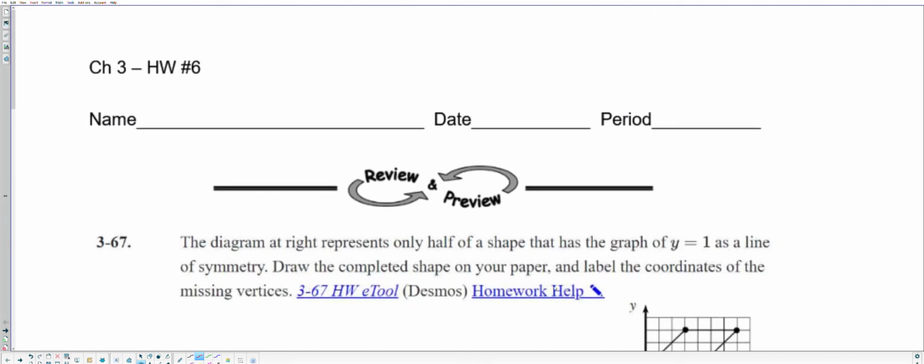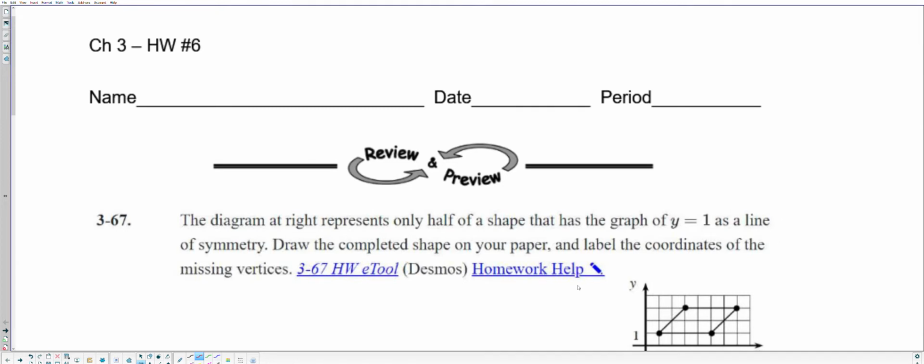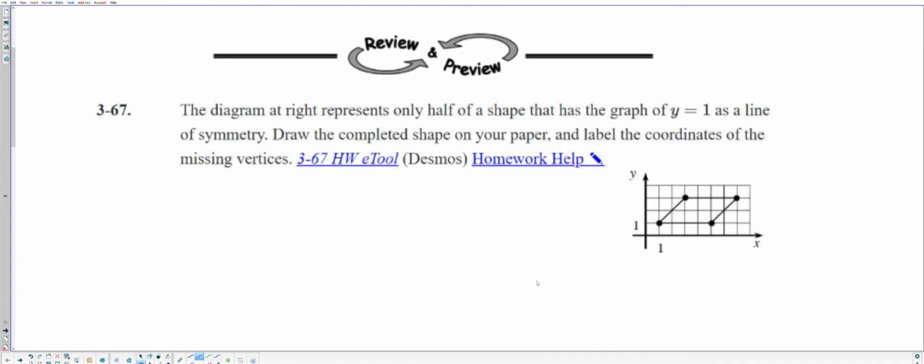Okay, let's get started. We have chapter 3, homework 6. This is number 67. The diagram at right represents only half of a shape that has the graph of y equals 1 as a line of symmetry.